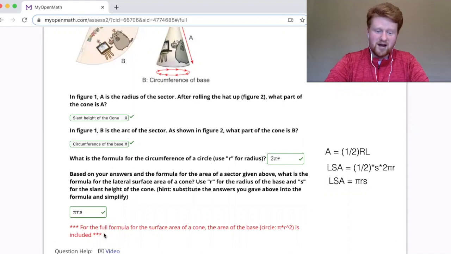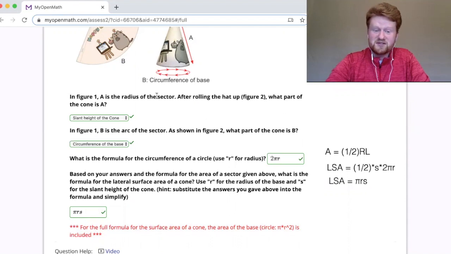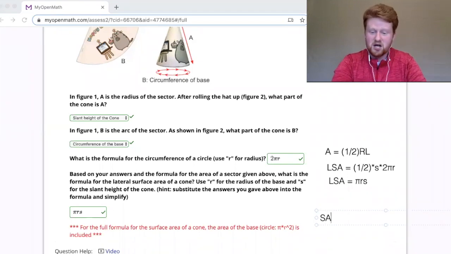One last note that I've included in this red highlighted section here, that the full formula for the surface area of a cone must include the area of the base, which is a circle, and that's pi r squared. We only found the lateral surface area. So for the total surface area, we're going to have pi r squared plus pi rs. And that would get you the full surface area. But the key here is getting this formula for the lateral surface area because it's not as obvious as the area of the circle down there. Now use that information to look at some real examples of cones and to find the surface area of those cones.